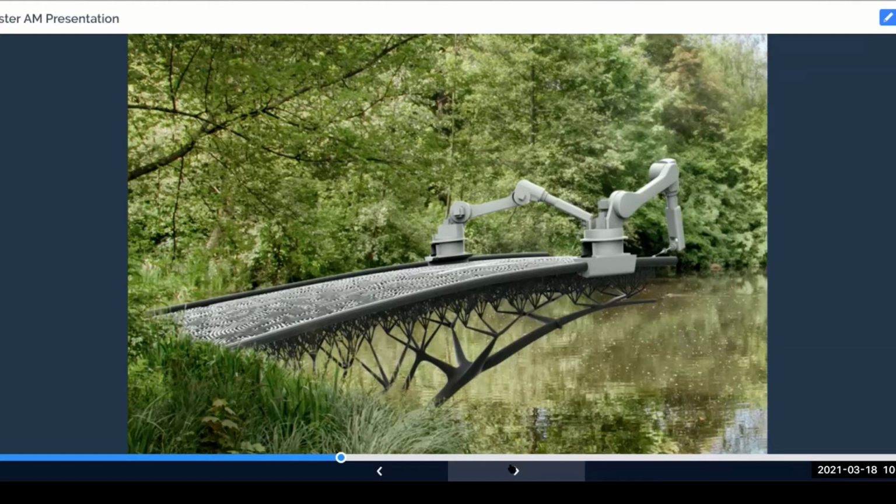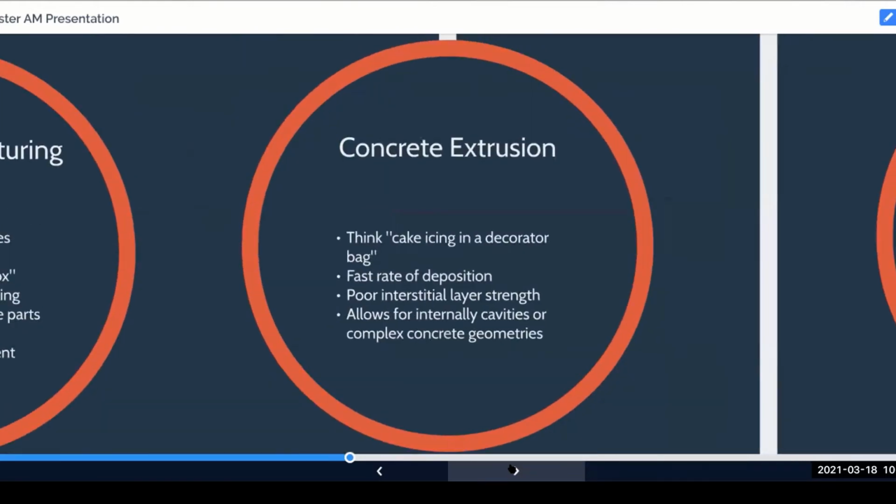I mean, we're still a ways away from building the I-95 bridge this way, right? But you can start to imagine a future where this could become much more mainstream. And so I think that's really exciting.